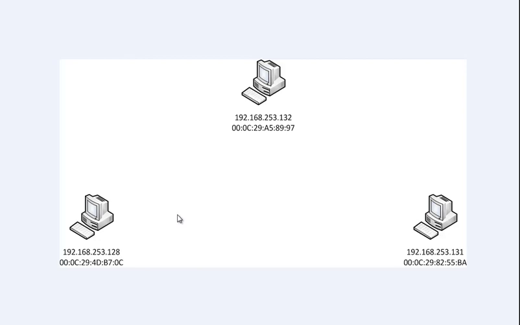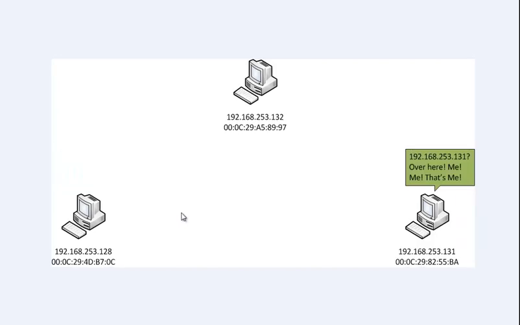The first step in the ARP process is a request. With an ARP request, the computer asks who has .131. This request is usually in the form of a broadcast, and when .131 hears this request, it responds.